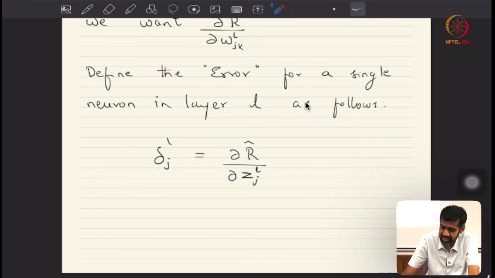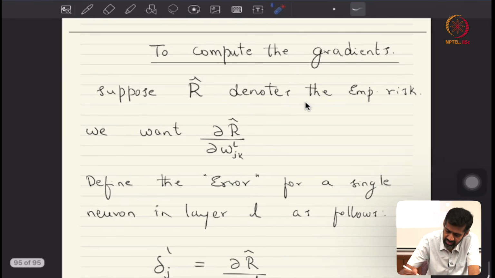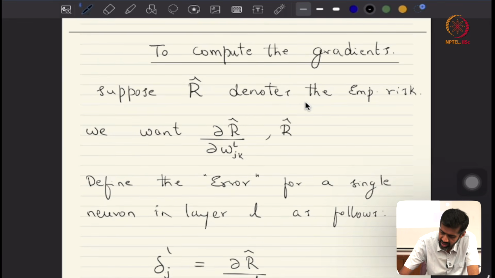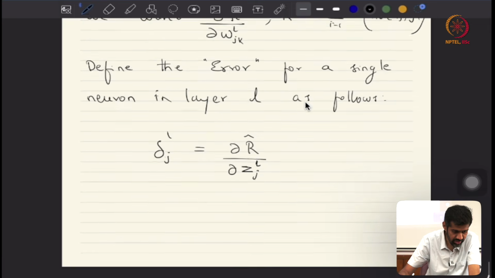So this is very well valid because this ZJL is a function of Wj, right, and the final R cap will be a function of ZJL as well. Do you see that? Okay. And by the way, what is R cap? So we know that R cap is a loss of h theta of xi comma yi, correct? Now since h theta depends on Wjk and it depends on Zj, that is why the derivative of R cap with respect to Zj is well defined, correct? Yeah. Okay, so let us look at this.